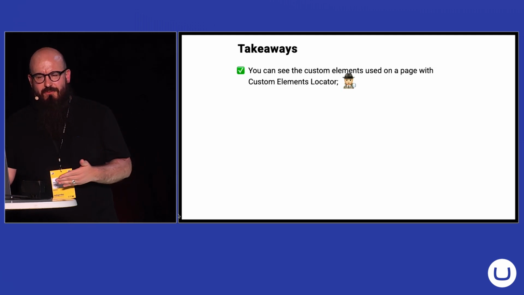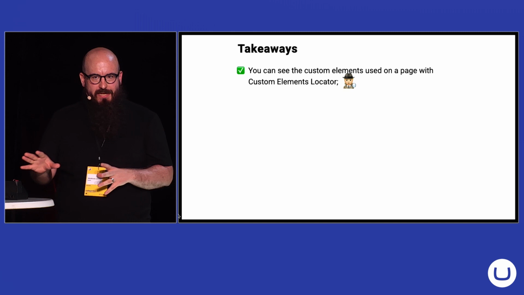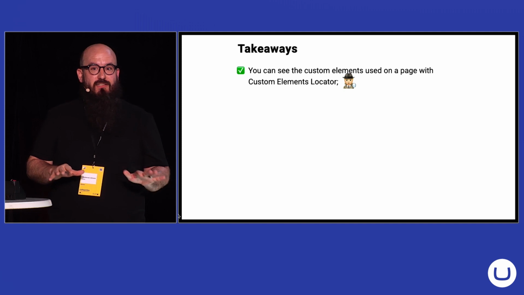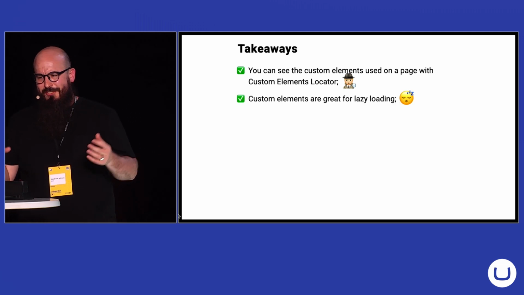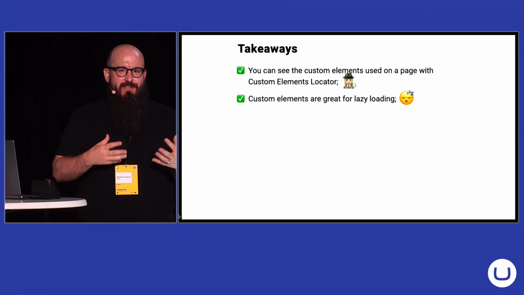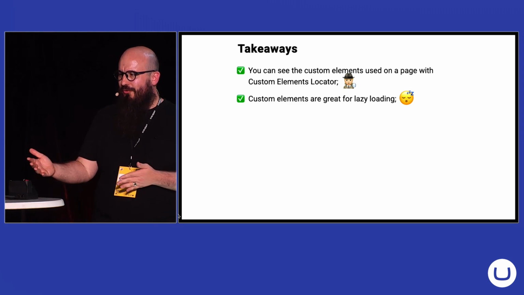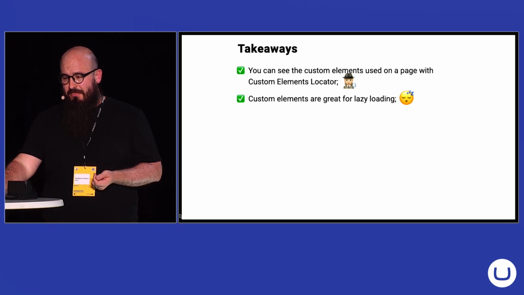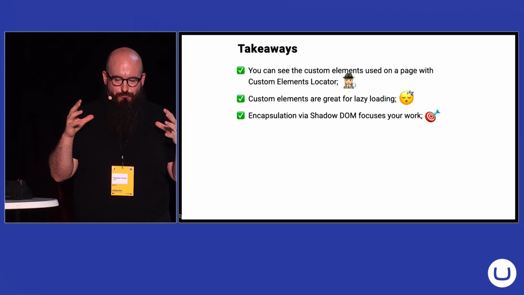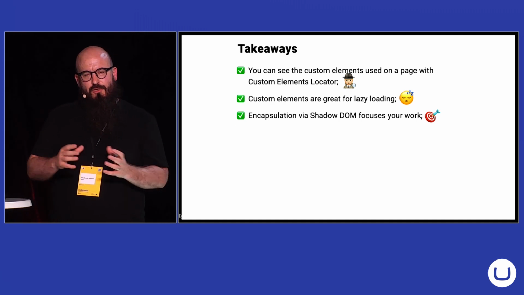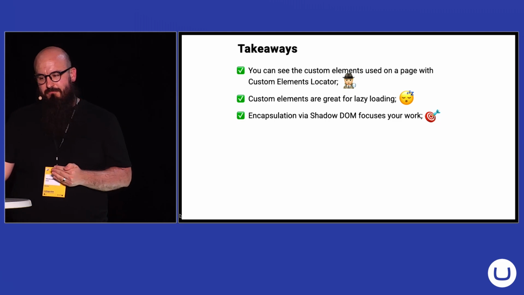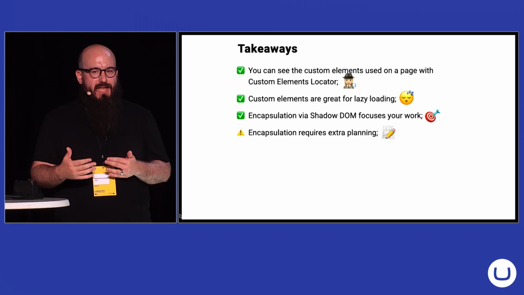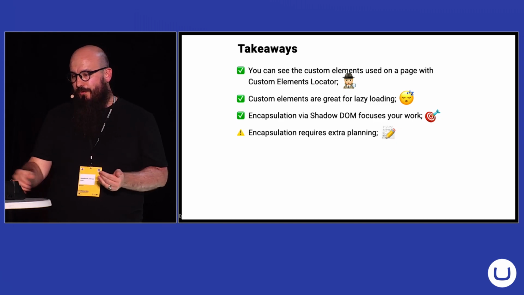First of all, you can leverage the custom elements locator on any web page or application to get an introduction to what custom elements are being leveraged to deliver you that content. Once you know what those elements are, you might start building your own, and when you do, you can use them to lazy load content for your consumers. That lazily loaded content can be really focused on the individual components that you're working on, thanks Shadow DOM. But while you're there, keep in mind the additional work and planning that might come along with that superpower.